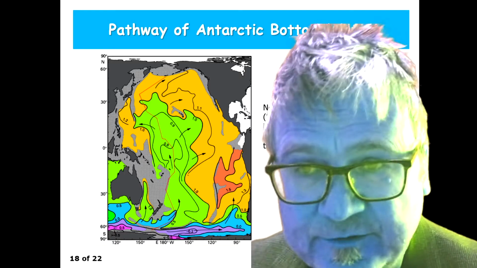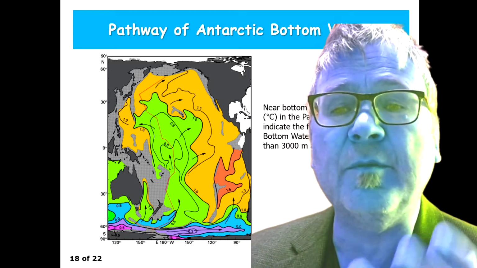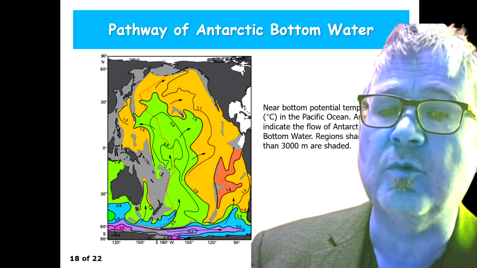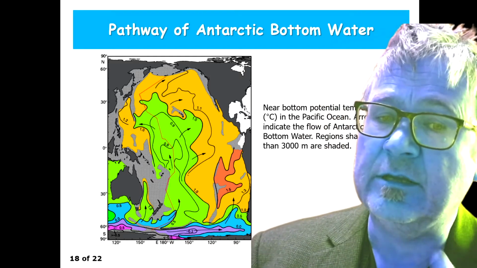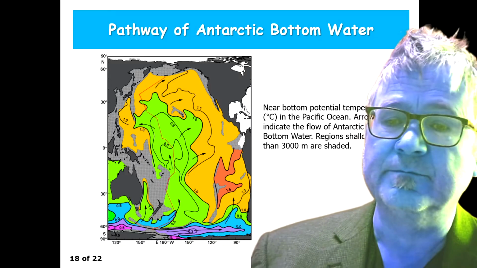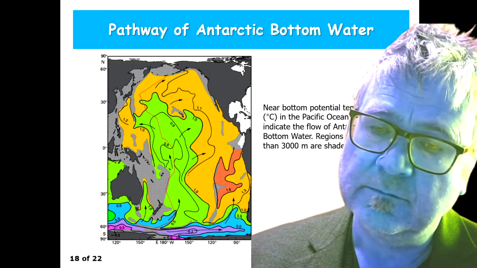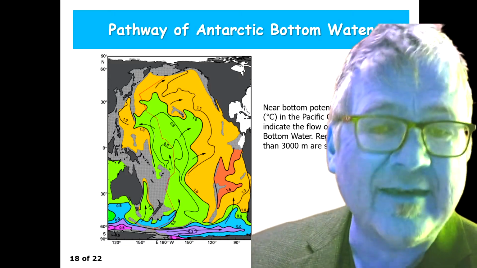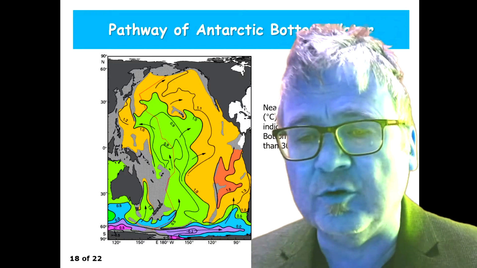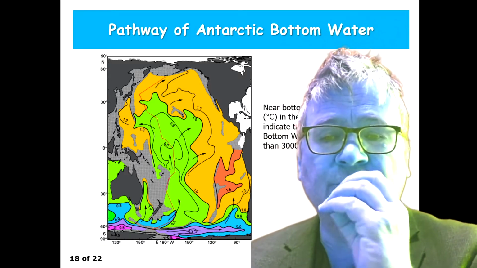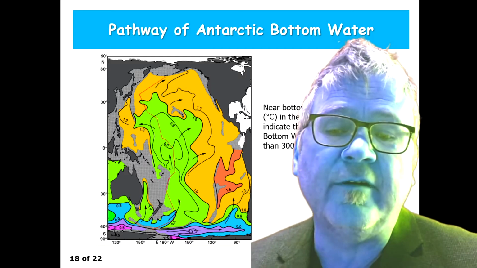Okay, let's have a look at some features. For example, the pathway of Antarctic bottom water. Okay, this is the near bottom potential temperature in the Pacific Ocean. And you can track the pathway of bottom water from the coldest water that you can find.